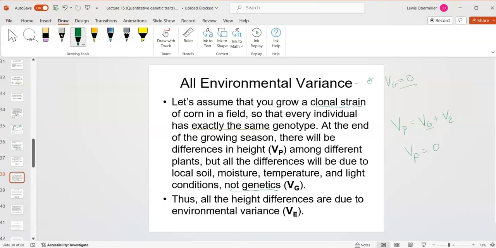It can vary, but that variation could be due to soil conditions, moisture, temperature, light, whatever. But whatever it is, it's not genetic. So we assign VG a value of 0, and we plug this in. VP equals 0 plus the variance due to the environment. Everything is due to the environment.